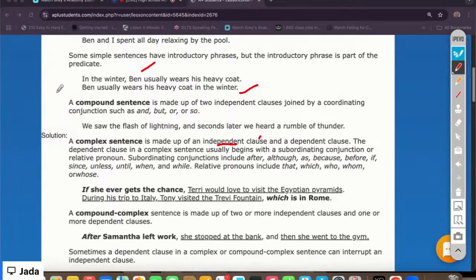Now we have the compound sentence. A compound sentence is made up of two independent clauses joined by a coordinating conjunction, like and, but, and so on. So that's what joins the compound sentence. It's two independent clauses: we saw the flash of lightning, and seconds later we had the rumble of thunder. So compound sentences are made up of two independent clauses, and they are joined by coordinating conjunctions.